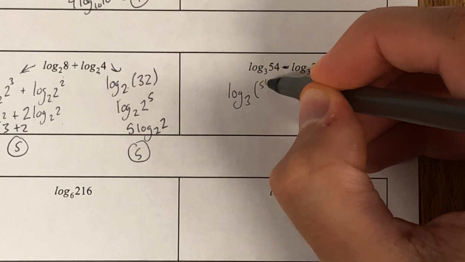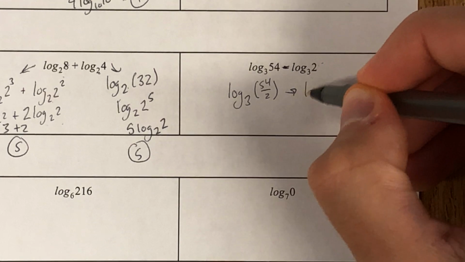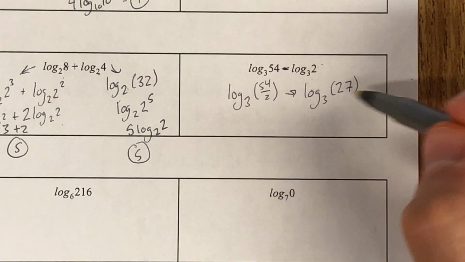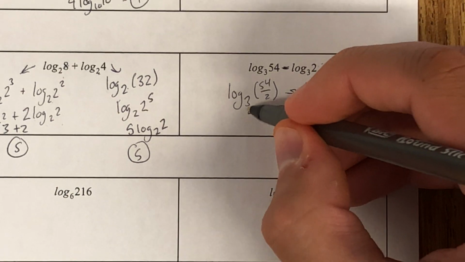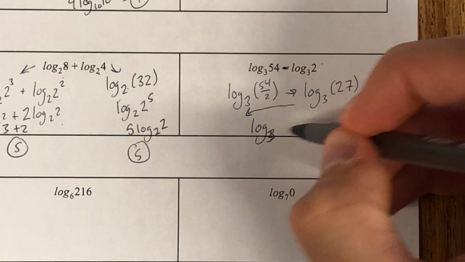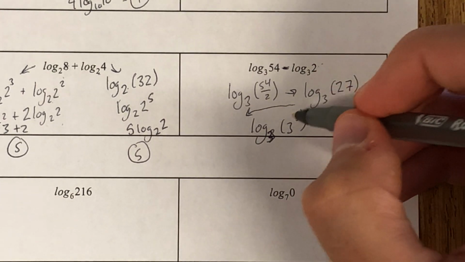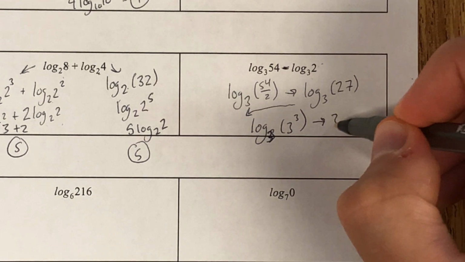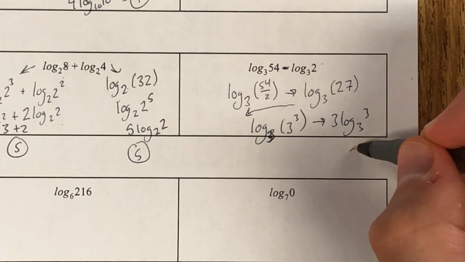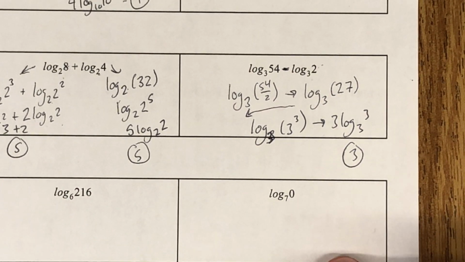So we'll have log base 3 of 54 over 2, which 54 divided by 2 is just 27, which now 27 sounds like a multiple of 3. 3 to the 3rd is 27. You bring the 3 out to the front. So we get 3 times log base 3 of 3, or just 3 times 1. So we get 3 there. Okay.